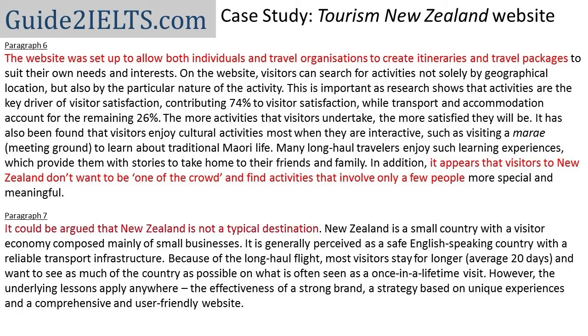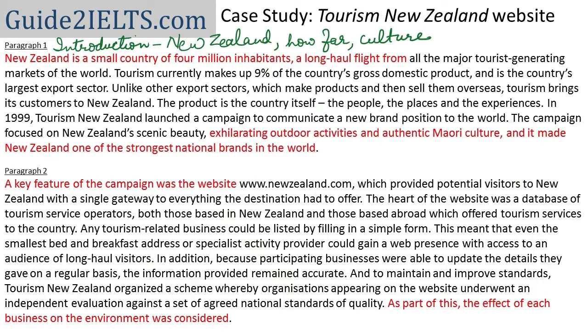The last paragraph. It could be argued that New Zealand is not a typical destination. Ending. However, the underlying lessons apply everywhere. Now there's a dash here. This basically means that after the dash, there is add-on information, which can be skipped if we want. So there's an underlying lesson. The lesson is explained here. So if I quickly go through just reading the first and last sentence, what do I already know?